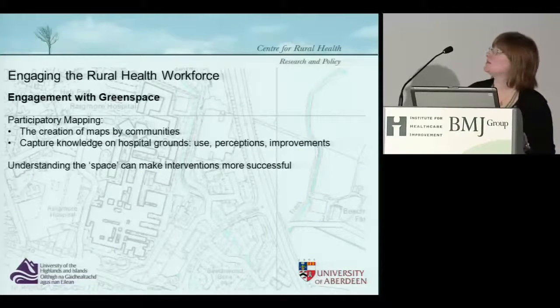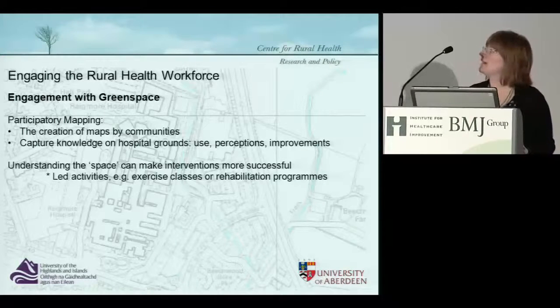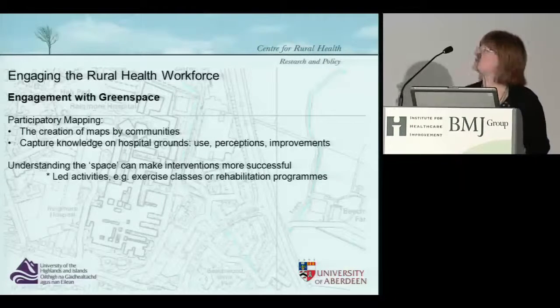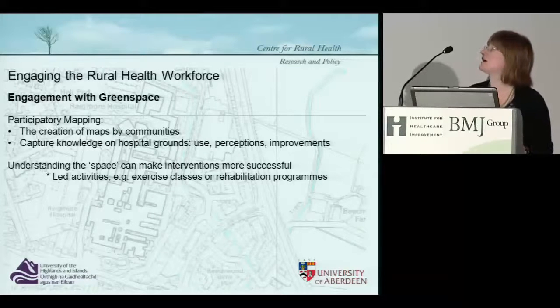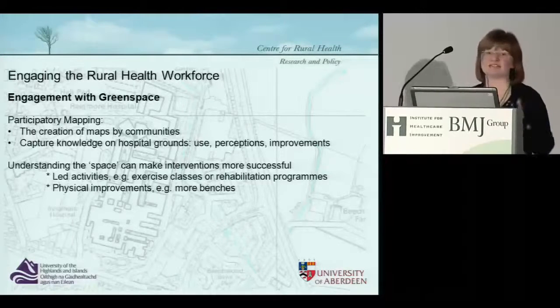So the theory is that by understanding this space, we could make any interventions more successful. And the types of interventions we're discussing with our participants are led activities such as exercise classes or taking rehabilitation programs into the outdoors, but also physical improvements to the green space. Could be as simple as just putting in some more benches so that people have places to rest when they're going outside.